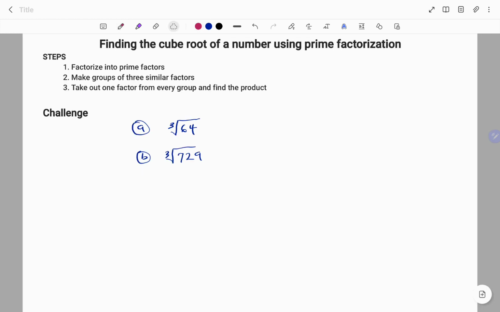Looking at this challenge question, we have A, find the cube root of 64. And the second one says, find the cube root of 729. You can pause the video and try it out yourself. For the first one, the cube root of 64 is 4, and the cube root of 729 is 9.